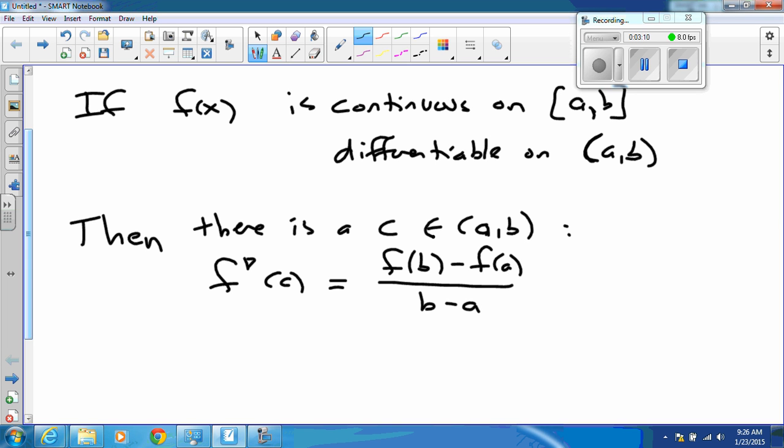If the conditions are not met, what are we guaranteed? Nothing. That's exactly right. If the conditions are not met, there just is no guarantee. There might be a c. There might not be a c. We don't know. That's the way theorems work.